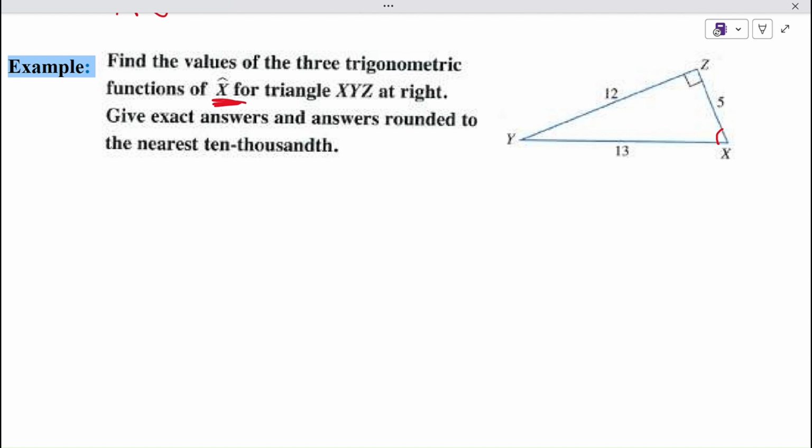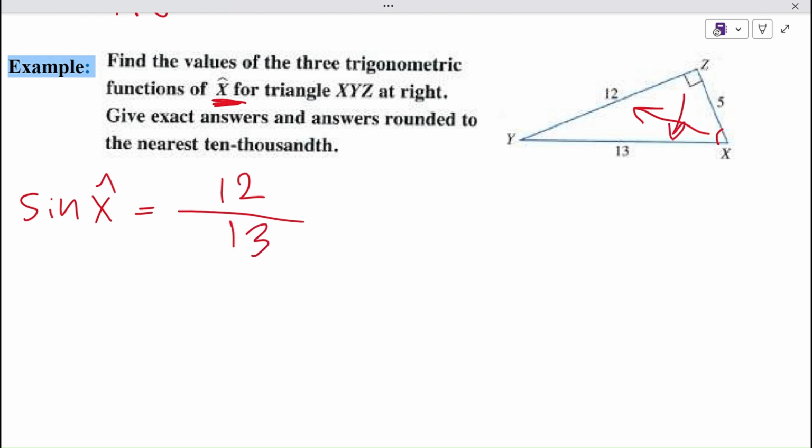At first, we have sine. Sine is equal to opposite of x. Sorry guys, you have to write sine of x. Where is the opposite of x? The opposite of x is here. Here is 12. We said sine is equal to opposite over hypotenuse. Where is the hypotenuse? Where is the longest side of the triangle? It's here, 13. It means 12 over 13. This is sine.